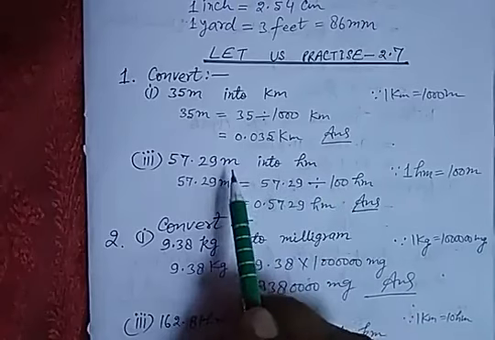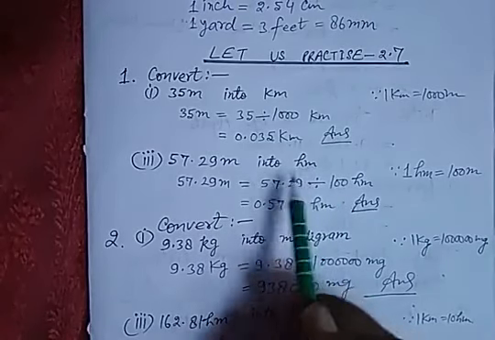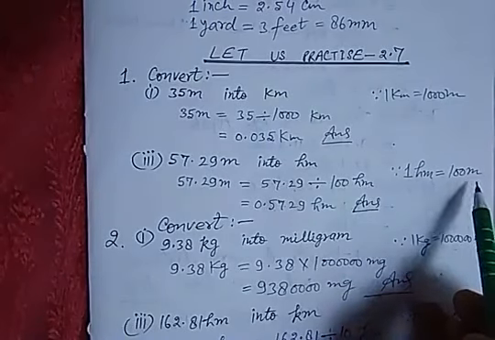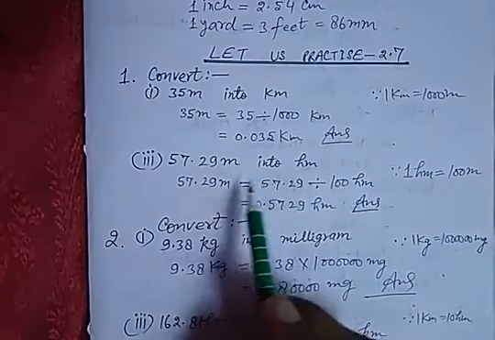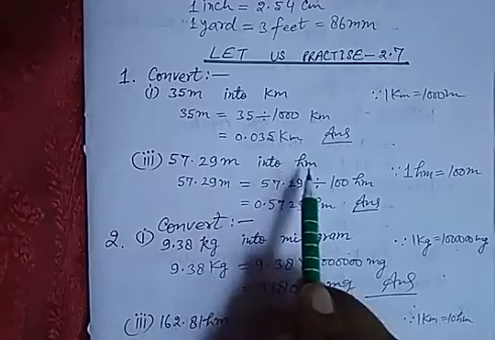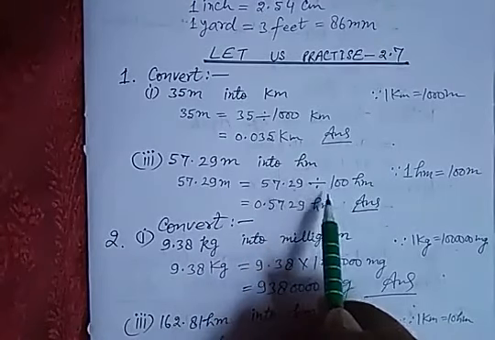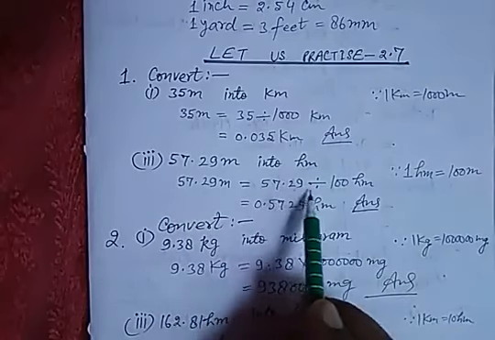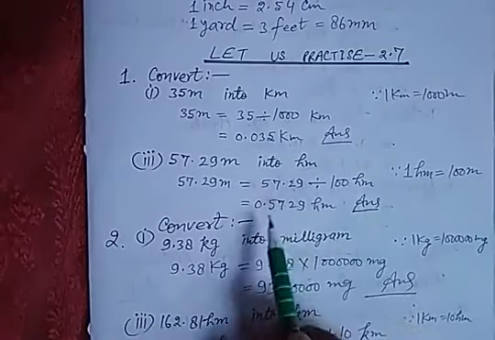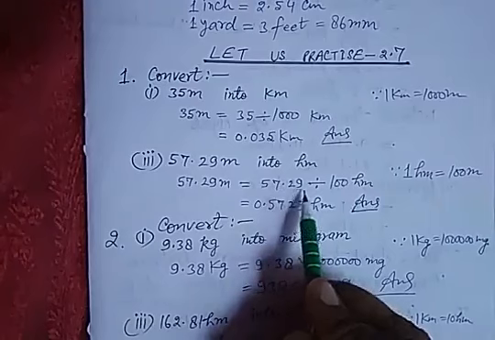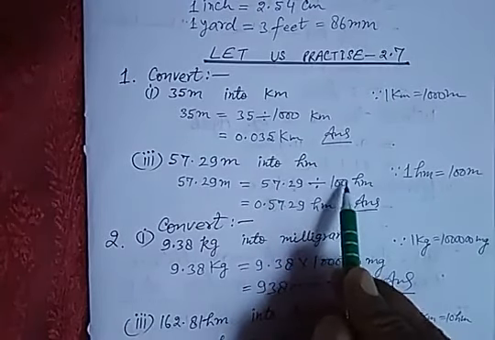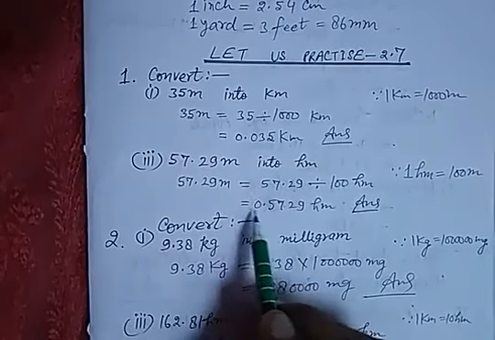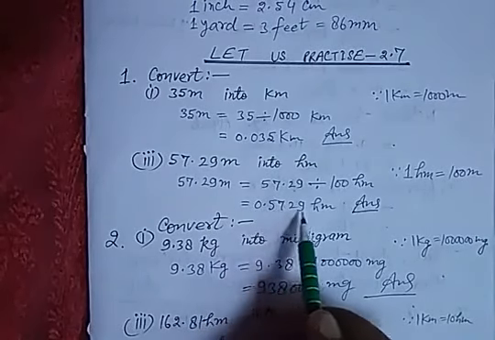Now the third part is 57.29 meter into hectometer. We have to convert meter into hectometer. Since 1 hectometer is equal to 100 meter, in this question we have to convert a smaller unit into a bigger unit, so we have to divide it by 100. 57.29 meter is equal to 57.29 divided by 100 hectometer. Since this decimal number is divided by 100, meaning 2 zeros, the decimal point should shift towards the left by 2 places, which is equal to 0.5729 hectometer.